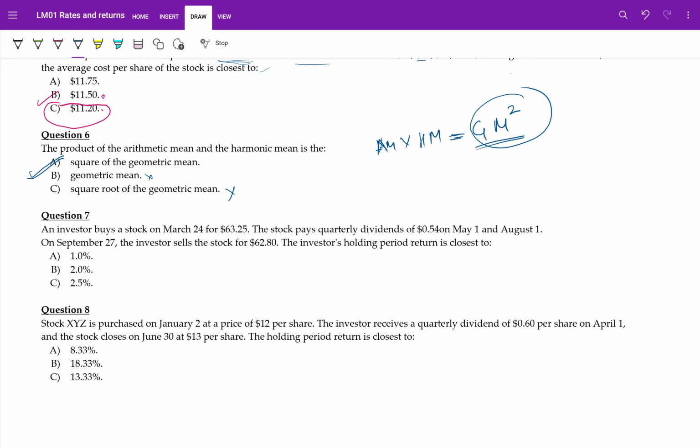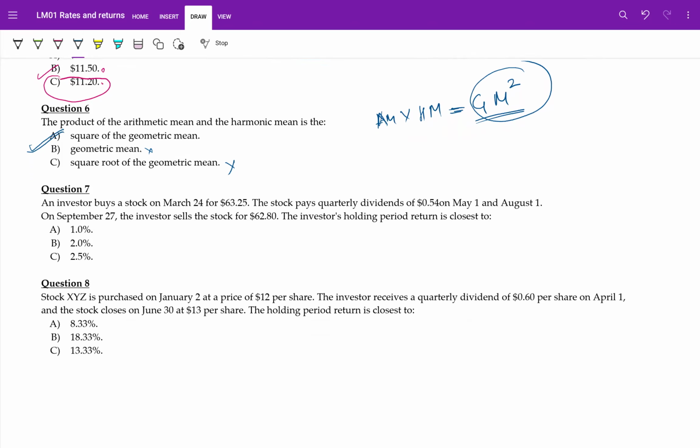Now let's move to question number seven. Question number seven is that there is an investor who buys the stock on March 24 for $63.25, and the stock pays a quarterly dividend of 0.54 on May 1st and August 1. On September 27, the investor sells the stock for 62.80. The investor's holding period return is equal to what? So now here in this question, they are asking about holding period return.